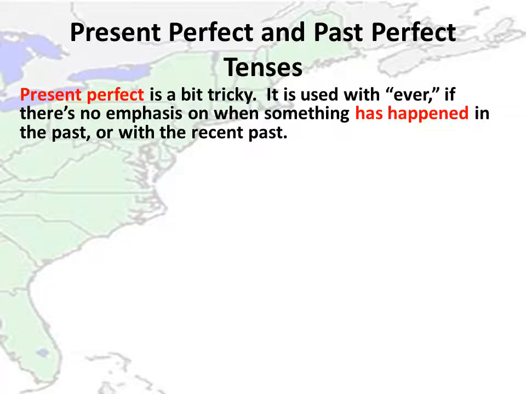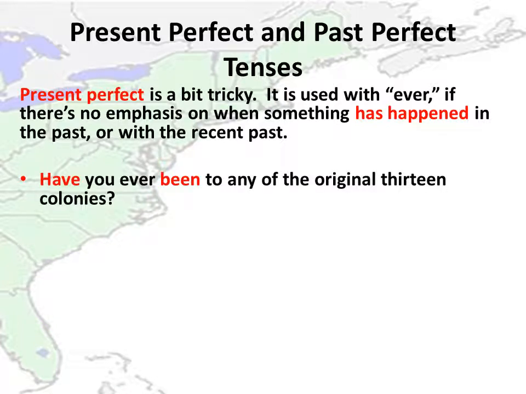The present perfect and past perfect tenses are not perfect. In my opinion, the present perfect tense is one of the hardest to understand. Present perfect tense is a bit tricky. It is used with the idea of ever or never. It's used if you want to know about the past, but there's no emphasis on the time when something has happened. And it's used with the recent past.